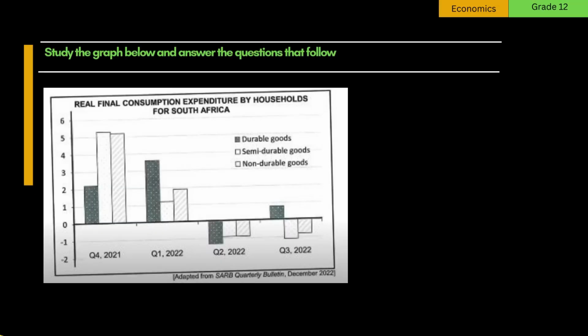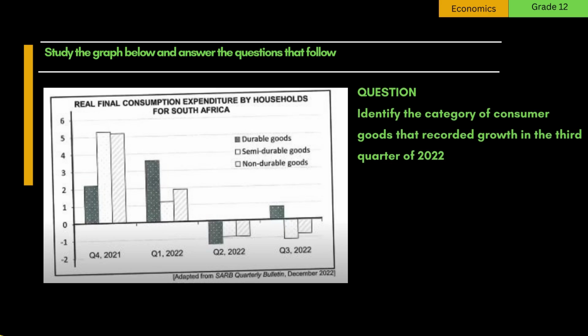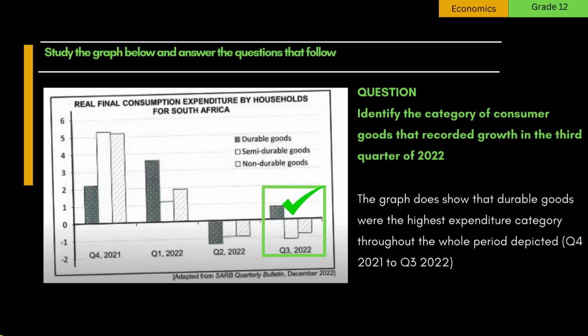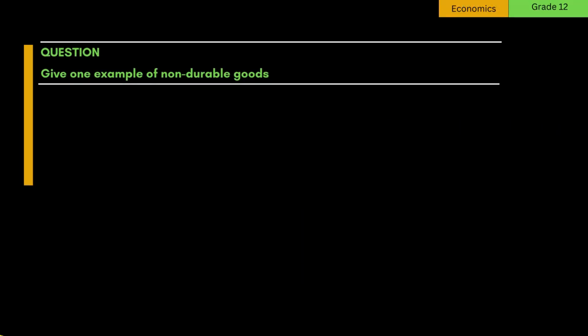Study the graph below and answer the questions that follow. Question: identify the category of consumer goods that recorded growth in the third quarter of 2022. The graph does show that durable goods were the highest expenditure category throughout the whole period depicted, Q4 2021 to Q3 2022. Question: give one example of non-durable goods. An example of non-durable goods is food.